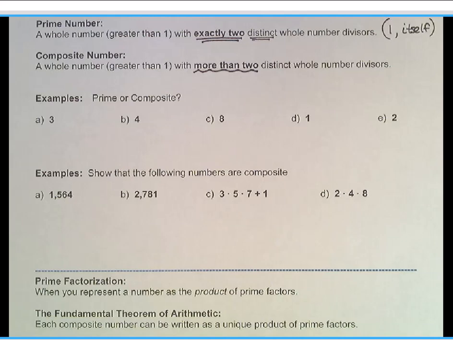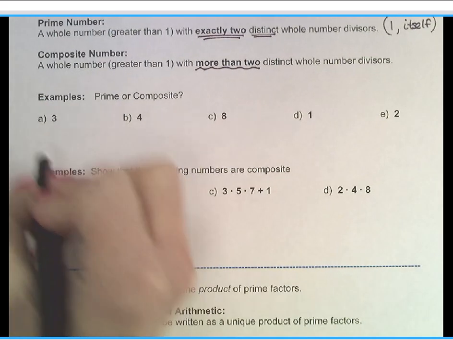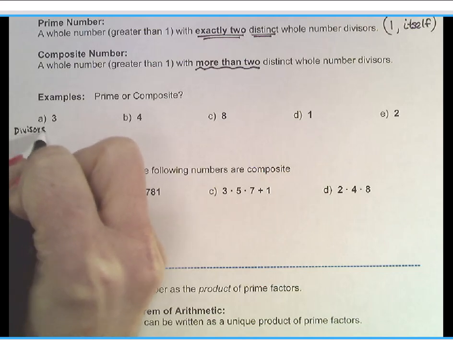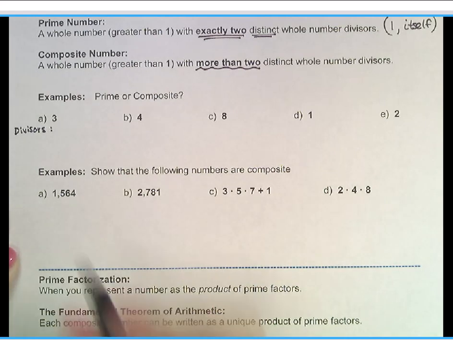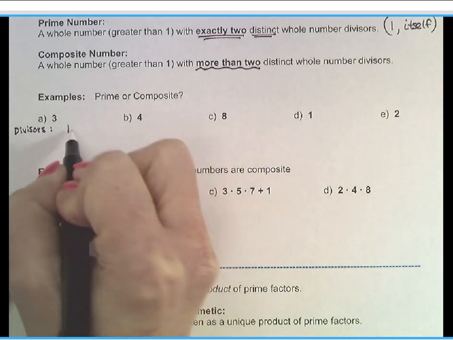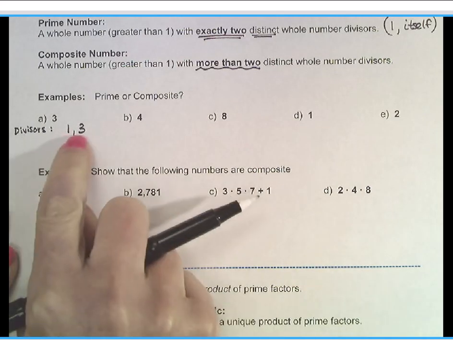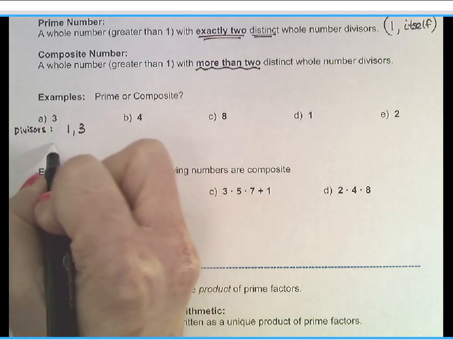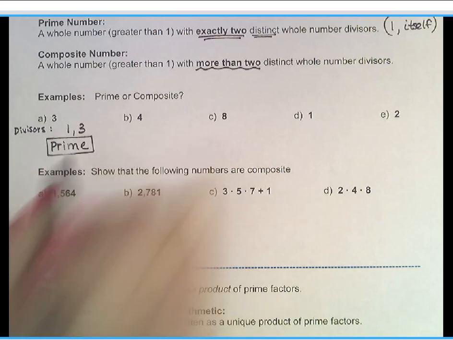So we're going to go through a couple examples here. We're going to decide if we think they're prime or composite. So what I'm going to list underneath is the divisors, for each of these. So 3, let's think about what are the numbers that divide into 3. Well, 1 and 3. There's no other numbers that will divide into 3. And since we have exactly 2 divisors, and this is bigger than 1, this one is prime. So the number 3 is a prime number.